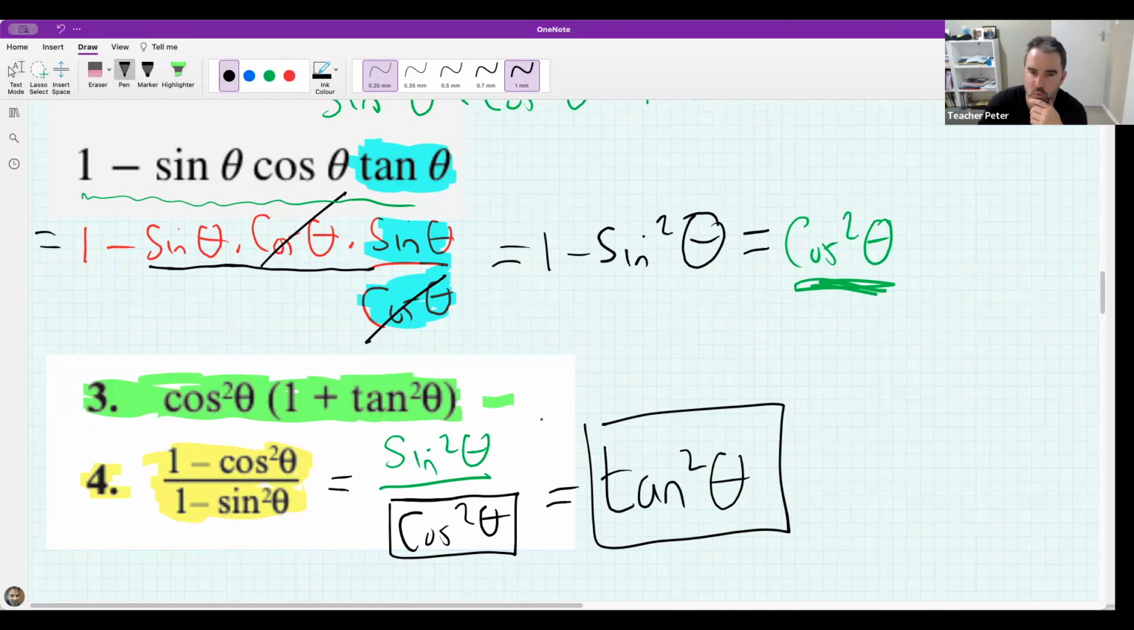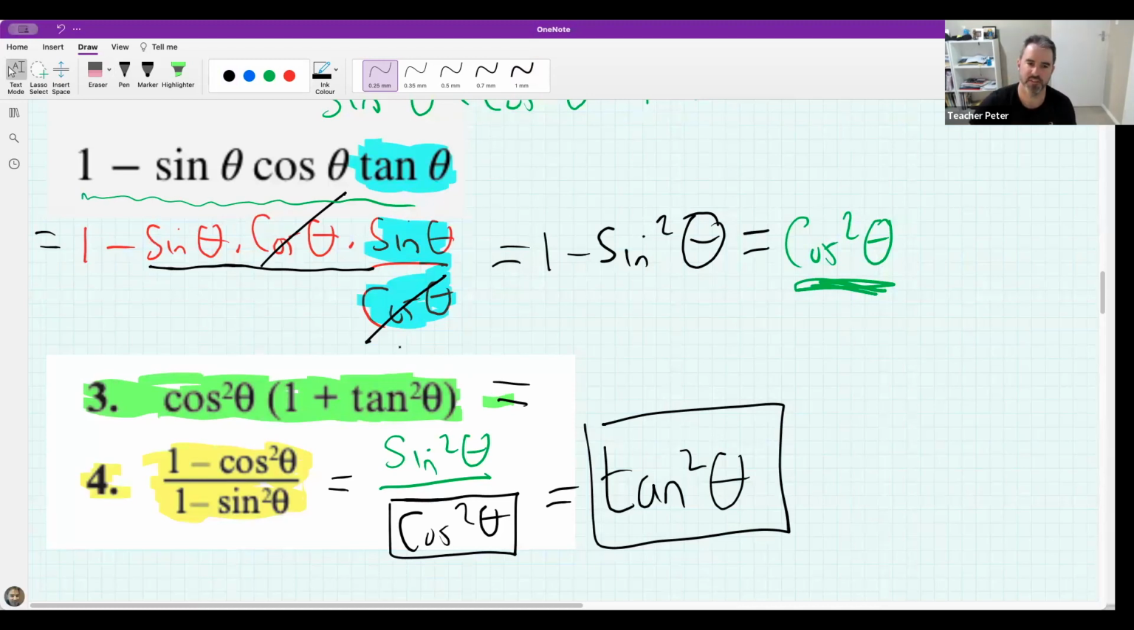Okay. What is our first step going to be? That's what I want to know. Where would you start question 3? Amelia, what do you think? Rulani, would you start with the cos or would you start with the tan? What would you start with?